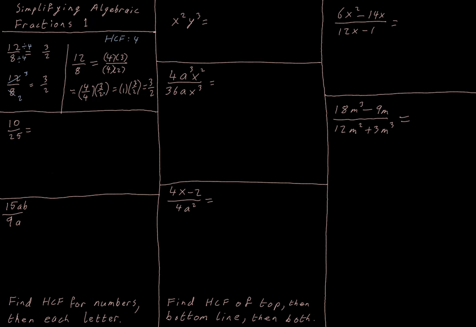So let's look at this again. We're going to use this method here. So what's our highest common factor of 10 and 25? Well, that is going to be 5. So I'm going to rewrite 10 and 25 in terms of that highest common factor. So 10 is 5 by 2, and 25 is 5 by 5.